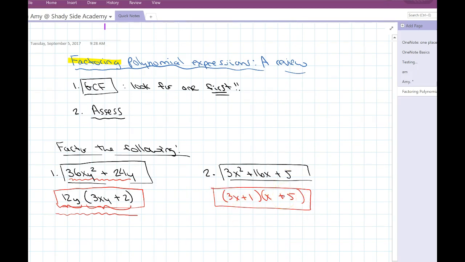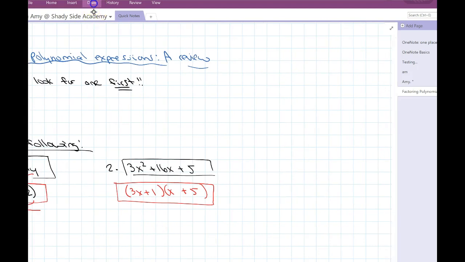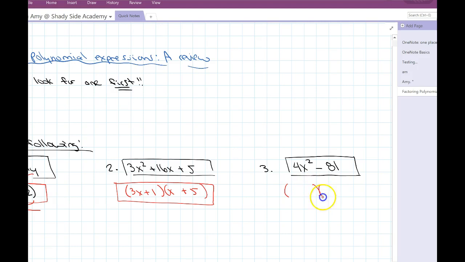All right, you may have also seen something like this back in the day. You may have seen this special pattern. In fact, I know you've seen this special pattern. Like, how about this one? 4x squared minus 81. Okay, this is a quadratic, and you may have recognized that this is in fact a difference of squares, and differences of squares factor in this way.